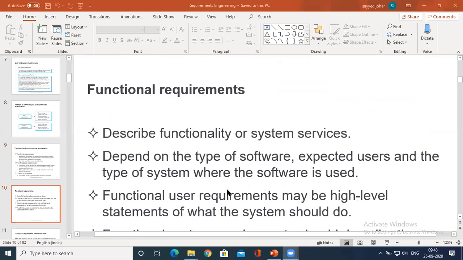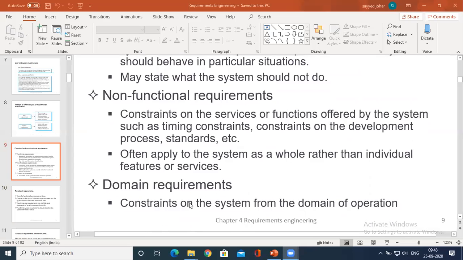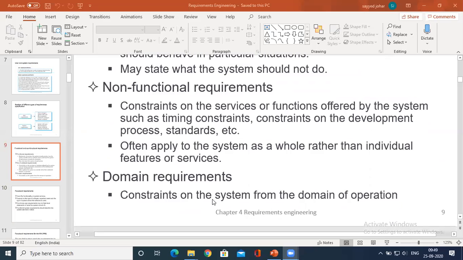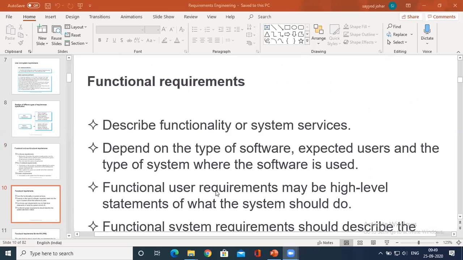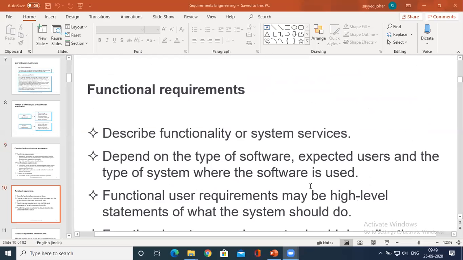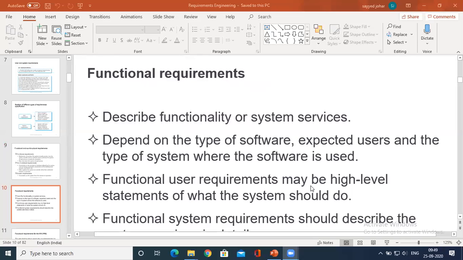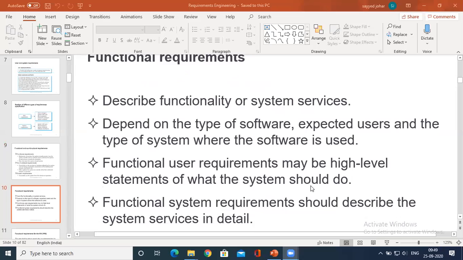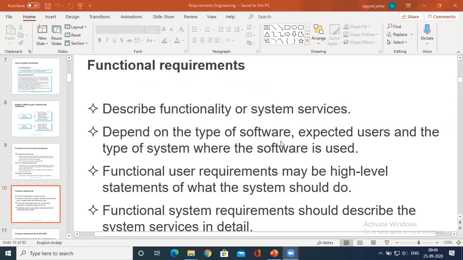Domain requirement is one more requirement. Basically, what is a domain? If you work for one of the telecom industries, your domain of work is telecom. Similarly, there could be a few requirements defined, or constraints on the system, from the domain of operation. That is the limitation for that particular domain. Once again, this is a brief elaboration of functional requirement. What does the functional requirement expect?